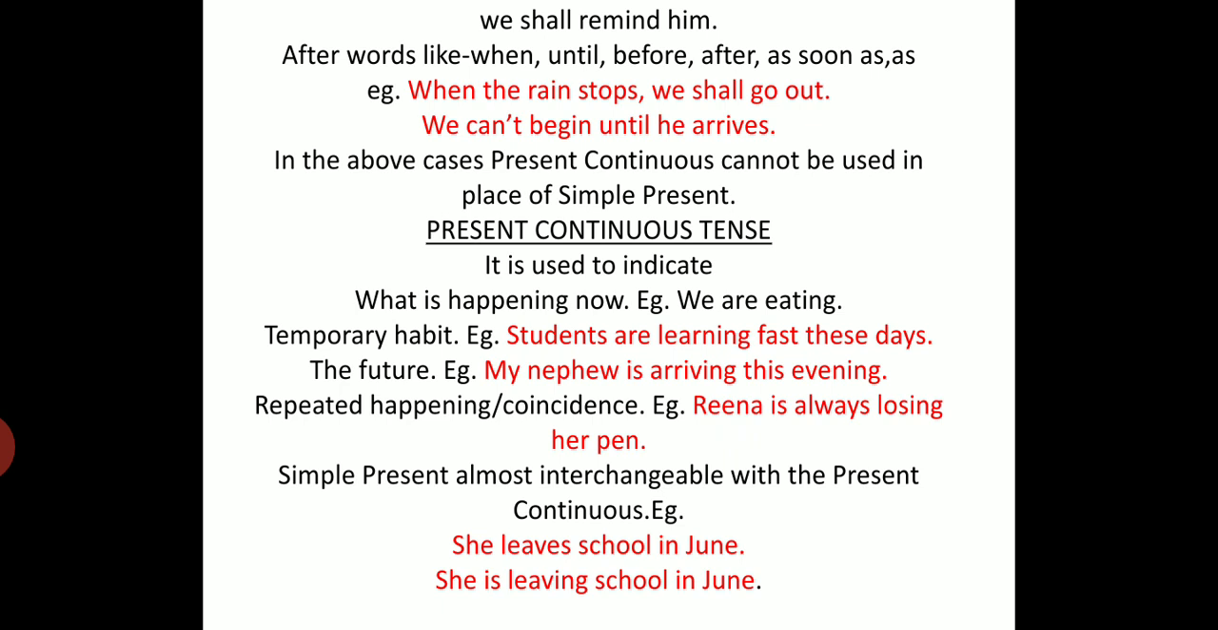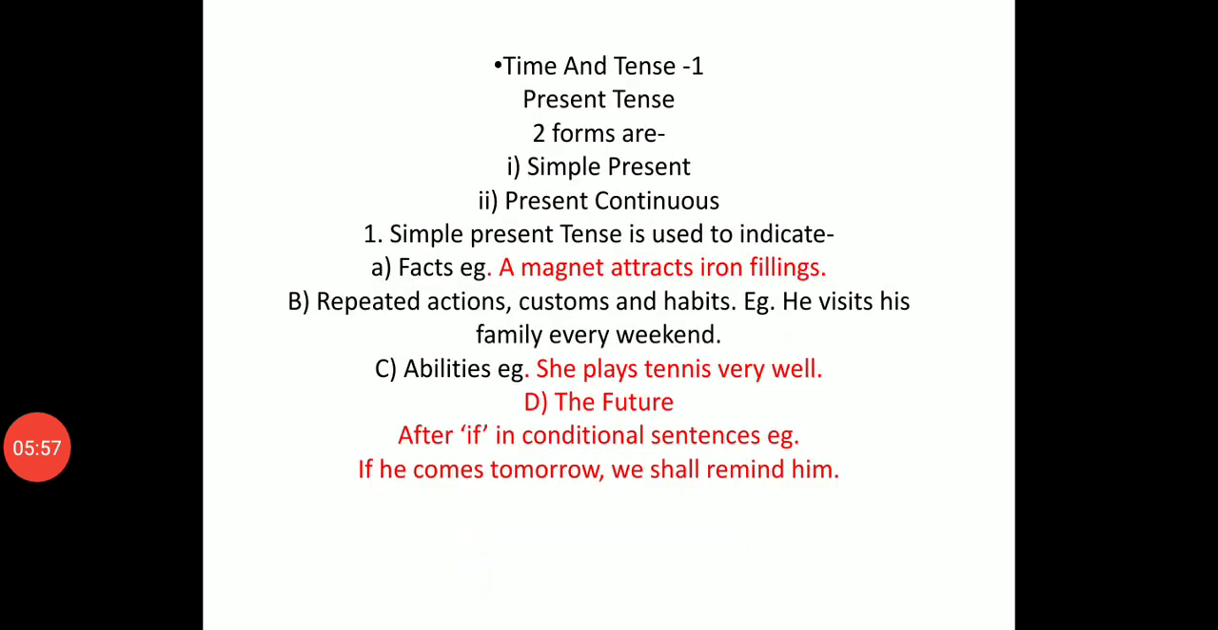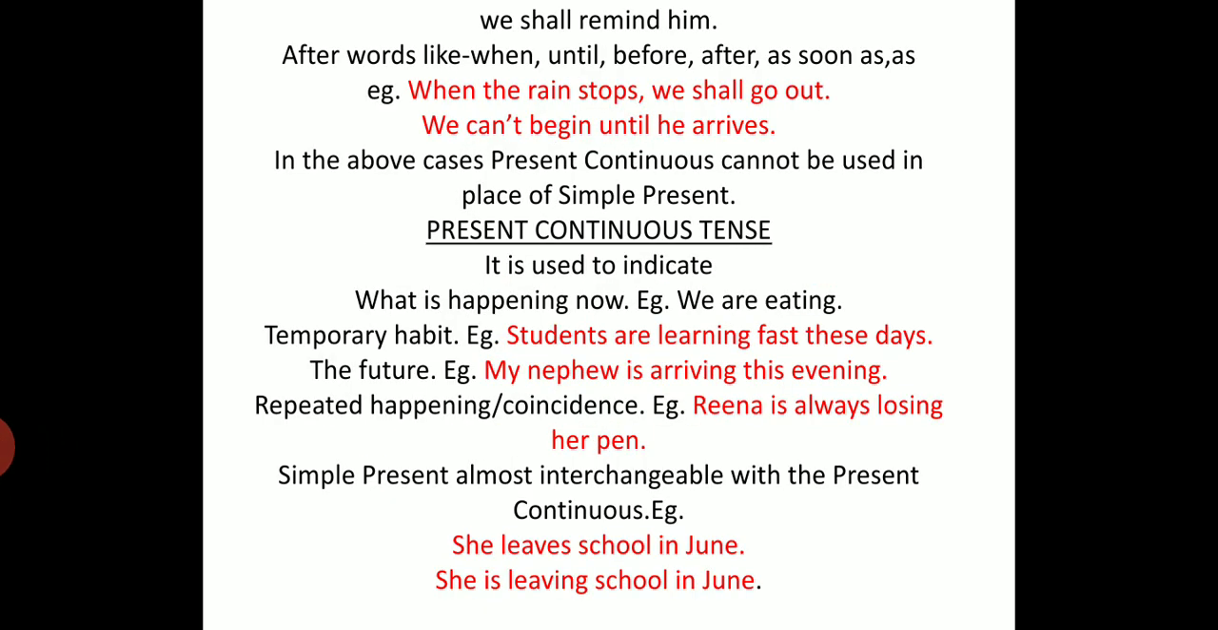When we have to talk about the future, for example, my nephew is arriving this evening. Yes, I'm sorry children, there was a shift of the slide. So here we get back to the same slide. So my nephew is arriving this evening. Now we're talking about the future. We'll write it in present continuous tense.